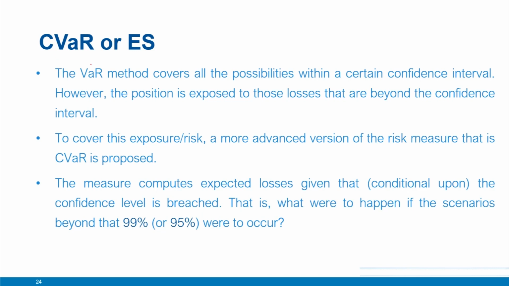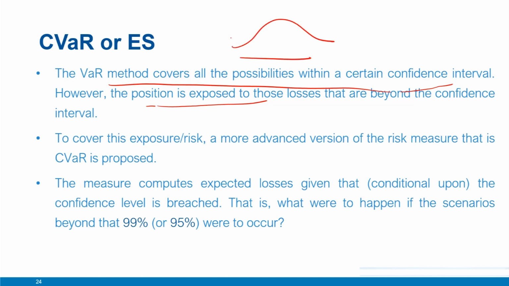Previously, in the VaR or value at risk measure, we said how bad things can get. But now we are saying if things do get bad, what is our average expectation or our expected losses? The VaR method covers all the possibilities with a certain confidence level. If that confidence level were to hold, then what is my estimate of maximum loss? However, there are chances that this position is exposed to losses beyond the confidence level. If you recall, the area that we ignored in the VaR is the tail region. We stopped at this cutoff point, which we called VaR.